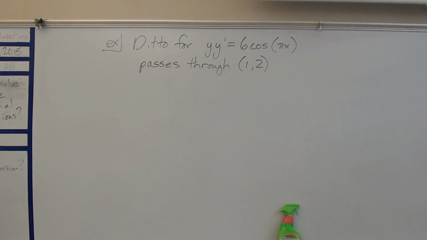All right, there we go. Y prime equals 6 cosine pi x passes through the point (1, 2). Everyone see if you can first rewrite the original problem the way it needs to be written, and then see if you can separate the variables, and then see if you can go ahead and solve both sides of the integrals.